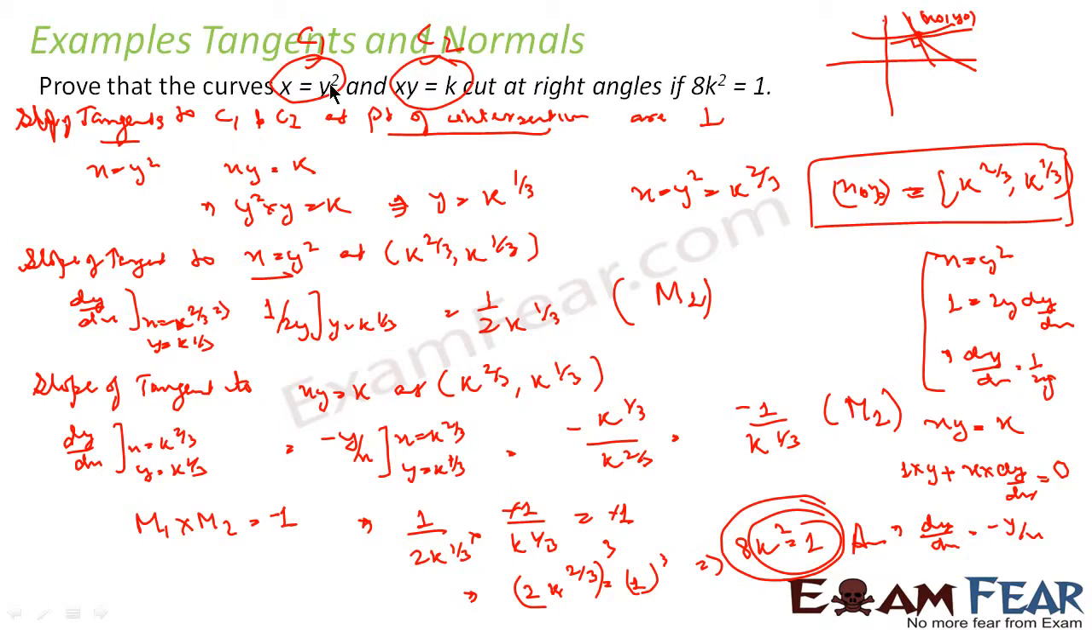Then the slopes of tangents for these two equations, or these two curves, at this particular point of intersection, are perpendicular to each other. So what we have done in this case: we have these two curves, we found the intersection of these two curves, and then we found the tangents to these two curves at the point of intersection. I got the tangent slope 1 as 1 by 2 k to the power 1 by 3 and slope 2 as minus 1 by k to the power 1 by 3. Since they are perpendicular, the product of the slopes has to be minus 1. I used that equation and I found 8k square is equal to 1.